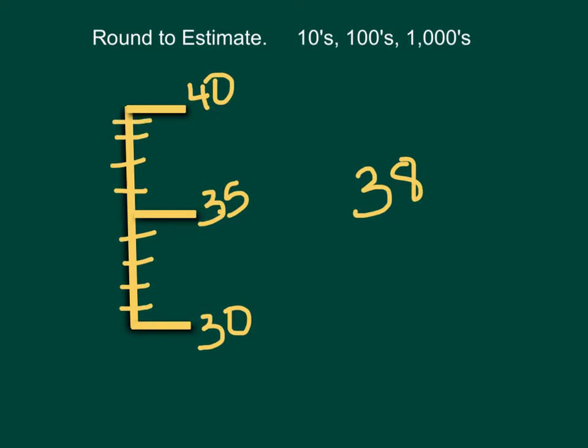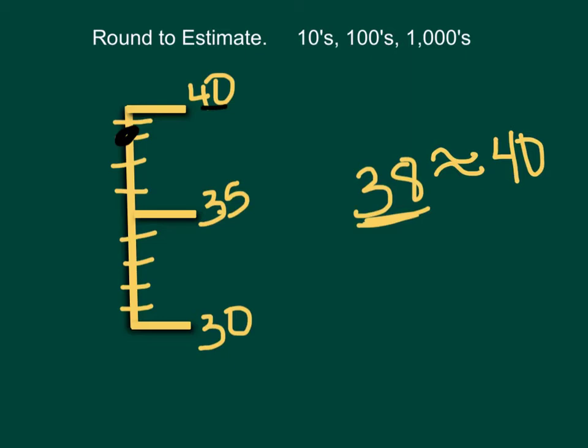And you'll remember we saw that 38 was right here, and that was just two numbers away from 40. Although we didn't need the exact number, we didn't want to stray too far from 38. And we saw that 38 was closer to 40 than it was to 30. So therefore, 38 rounded to 40.